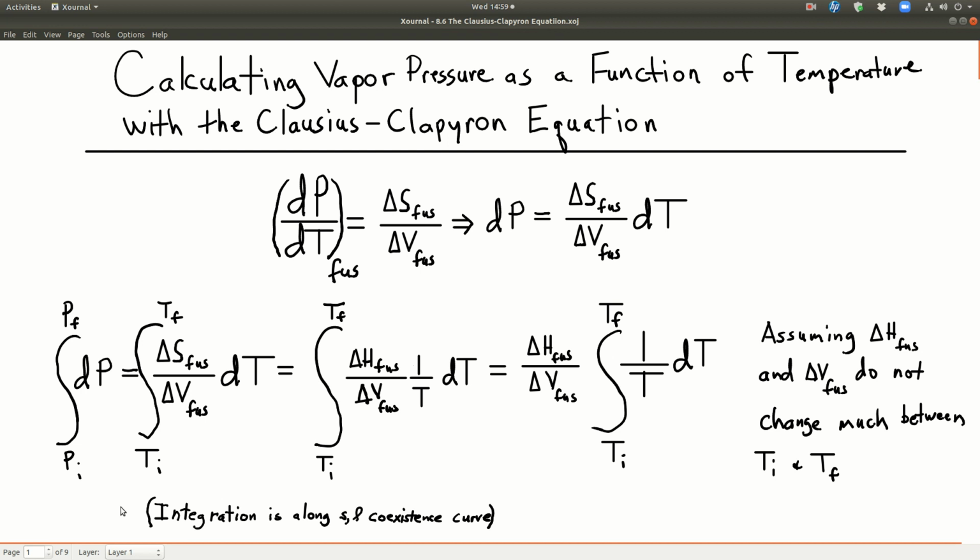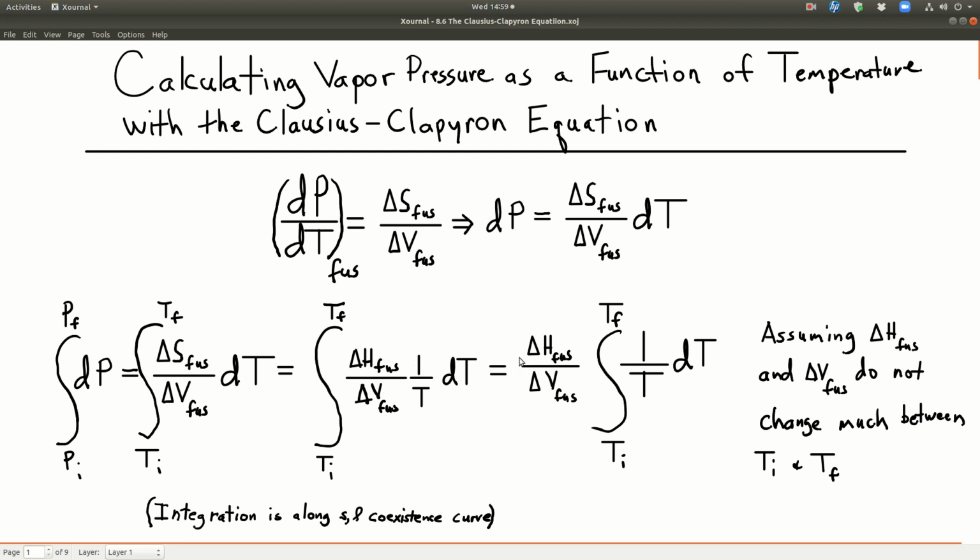By the way, when we're integrating, we're starting out with the solid-liquid coexistence curve. So this is right along that coexistence curve. Integrate the dP from some initial to some final pressure, and the right-hand dT term from some initial to some final temperature. Along that coexistence curve, delta S is equal to delta H over T. So we replace delta S inside the integral with delta H over T. That gives us something we can integrate easily.